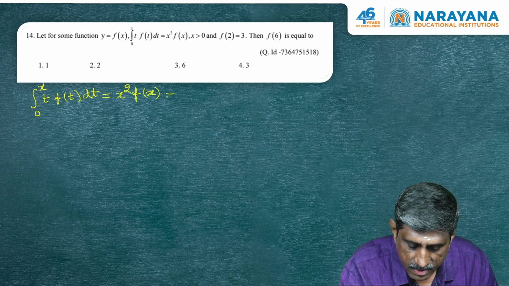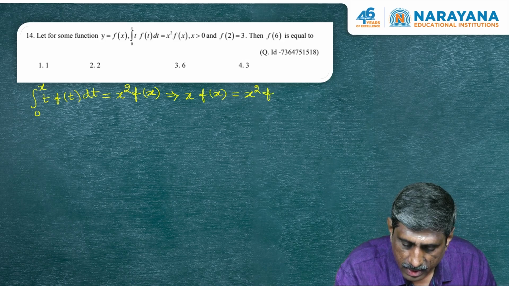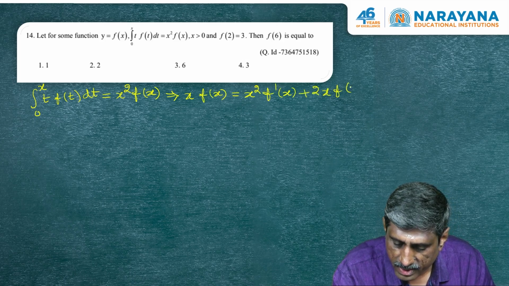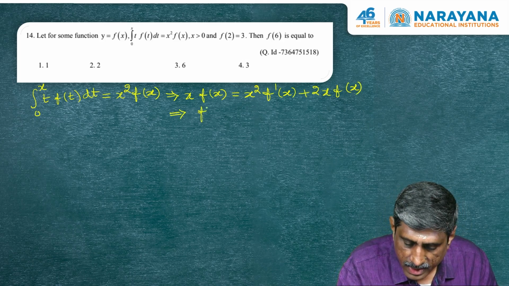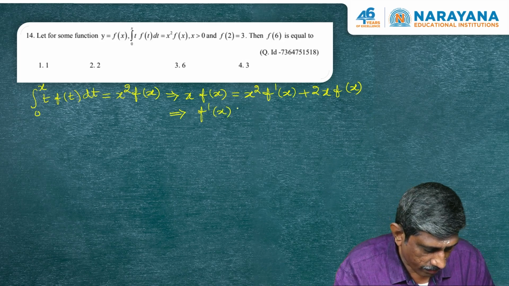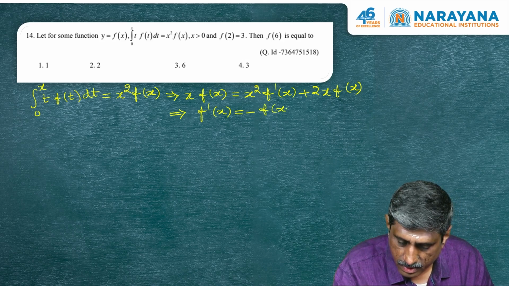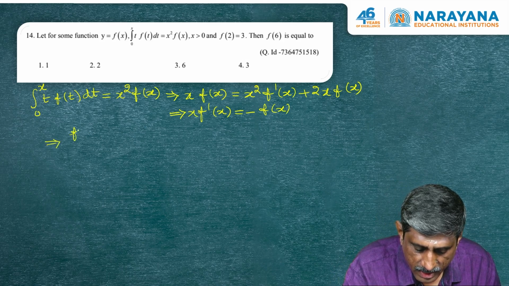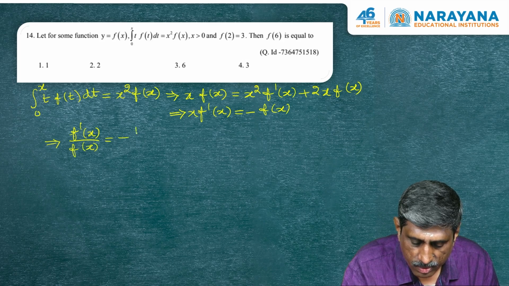When you differentiate this, we get x into f of x is equal to x square into f dash of x plus 2x into f of x. And when we simplify this, we are getting f dash of x is equal to minus f of x, and one x is getting cancelled here. Therefore, we get f dash of x divided by f of x is equal to minus 1 by x.